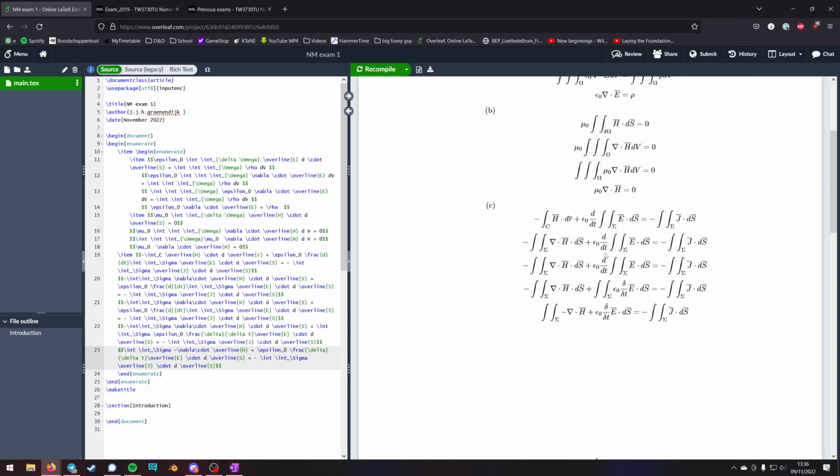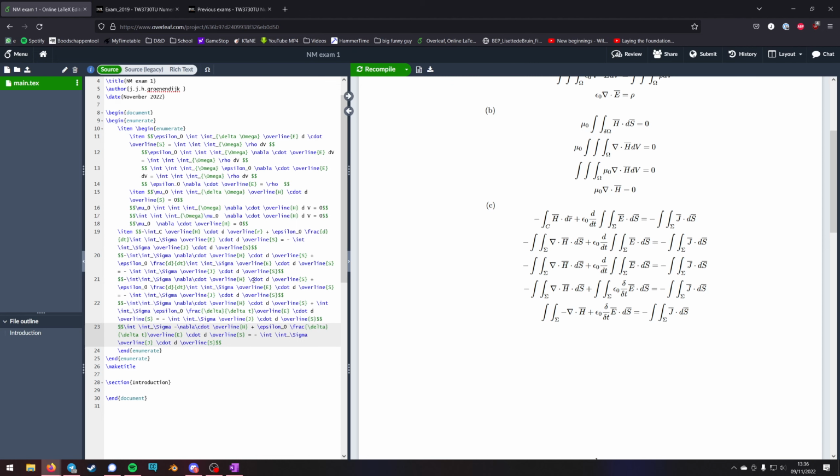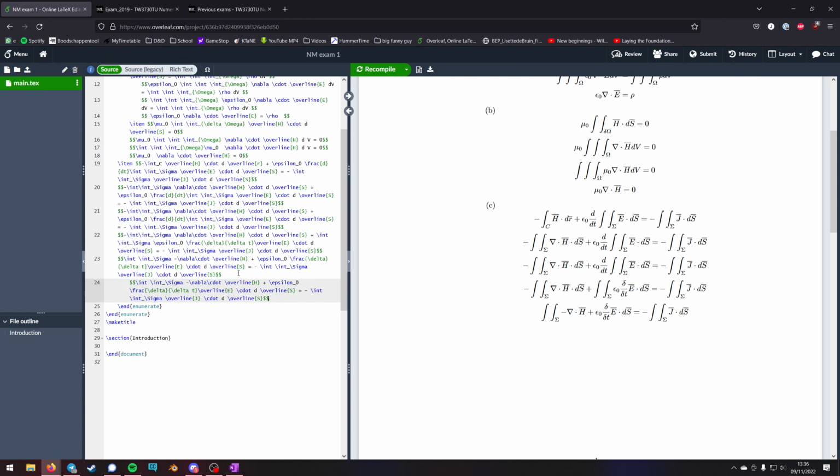Let's see if that still makes sense. Negative H plus this part is that thing. Yeah, and then I'm gonna remove the integral and also pull the negative sign into it. And then we are left with this.